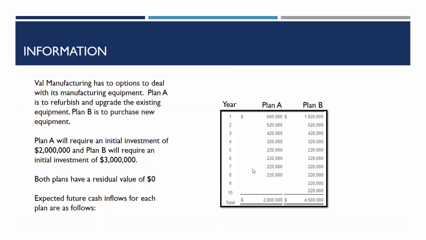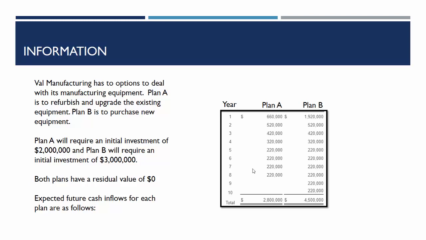We have valve manufacturing, and they again have two mutually exclusive options related to their manufacturing equipment. Plan A is to refurbish and upgrade the existing equipment they have, and Plan B is to purchase new equipment. Plan A requires an initial investment of $2 million. Plan B requires an initial investment of $3 million.